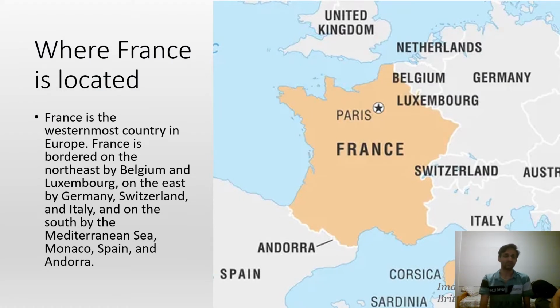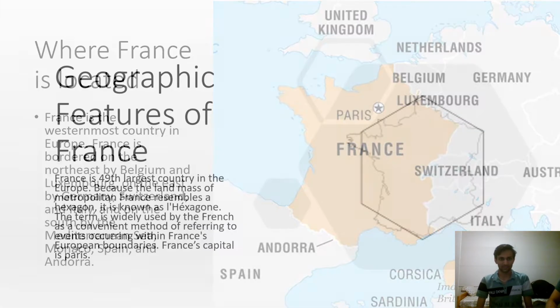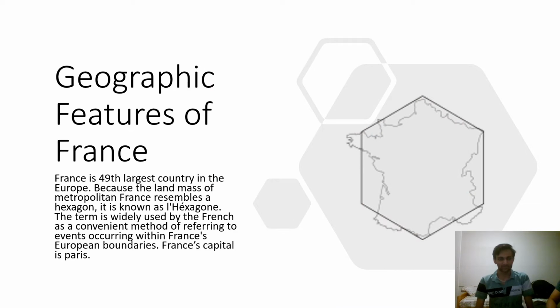So first of all, where is France located? It's located in Europe. On the north side, it's bordered by Belgium and Luxembourg. On the east side, it's Germany, Switzerland, and Italy. And on the south side, it's the Mediterranean Sea, Monaco, Spain, and Andorra. So it's surrounded by lots of countries.